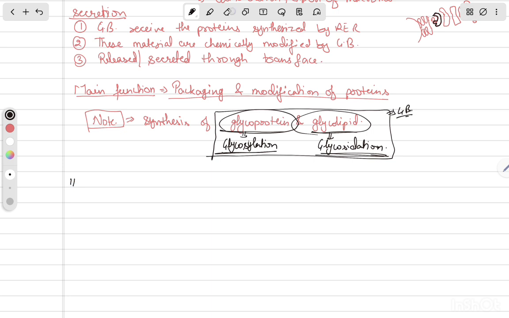One more important note. Since it is used in packaging and modification of protein which is synthesized by RER, it is also known as middleman of the cell, right?